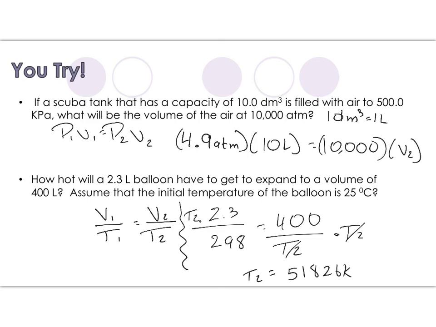When you checked back and tried these 2 problems, this is how you should have set up the problems and the final answers that you got. For the first problem, your V2 will equal 0.0049 decameter cubed, which is equivalent to 1 liter. And for the second problem, you should get a temperature of 51,826 degrees Kelvin.